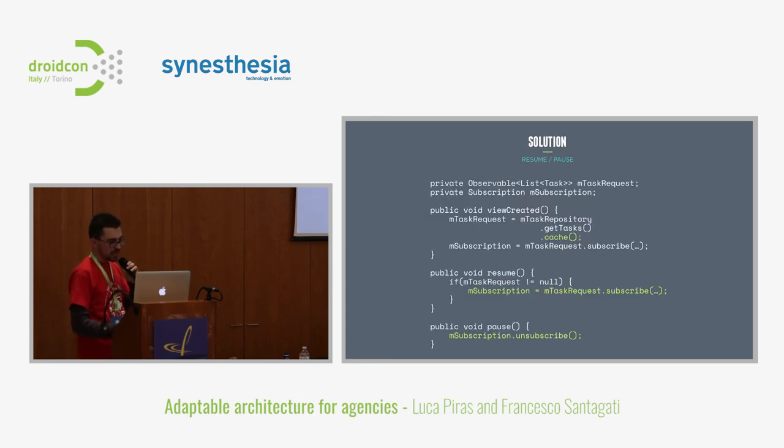We solved this problem using an RxJava operator called cache. It allows us to remember items emitted by an observable, even when there are no more subscriptions, and emit them to future subscribers. That means that the request will finish and the observable will save the response, which will be handled on the next onResume. Obviously, this mechanism works also on orientation change, but in that case, we need to consider that the activity is destroyed. Then we lose our instance variables like mTask request and mSubscription.